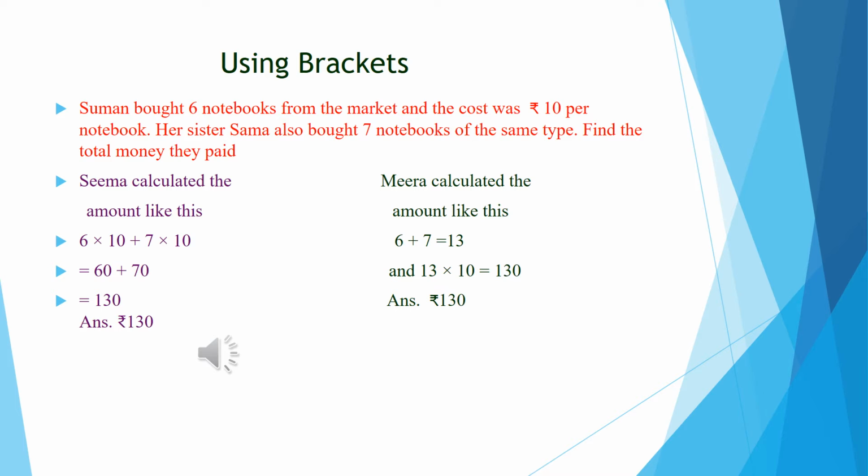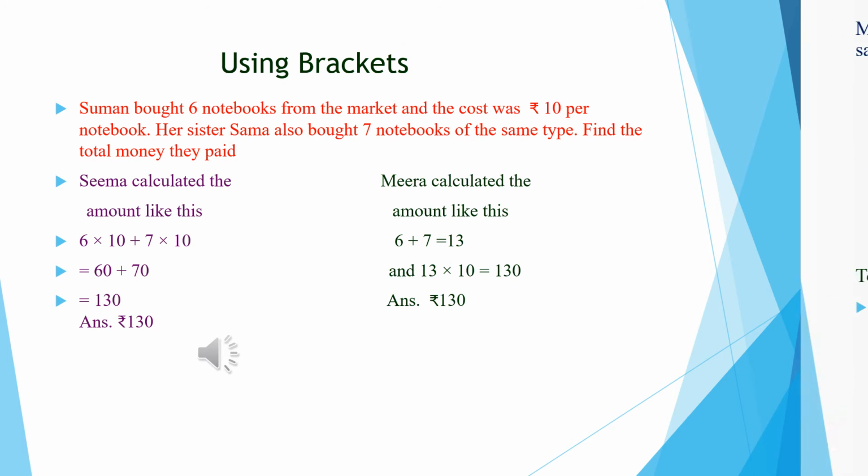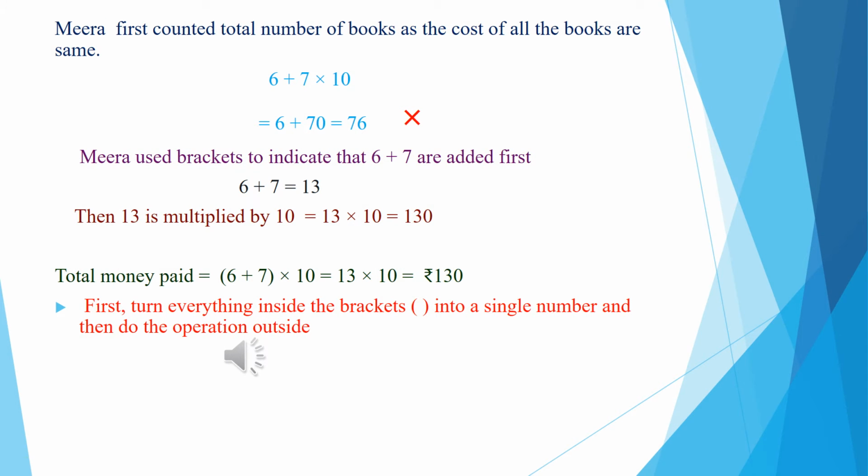Now here you will get a doubt: where is the use of brackets here? So let us see how we can use the brackets here. Meera first counted the total number of books, as the cost of all the books is the same, that is 6 plus 7 into 10. But if we follow the BODMAS rule, we should do the multiplication first. So 7 into 10 is 70 and 6 plus 70 equals 76. But this is the wrong answer.